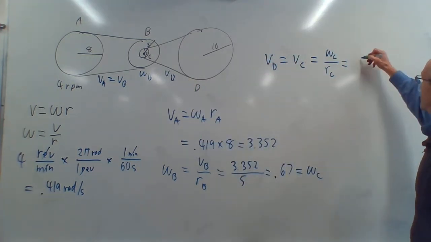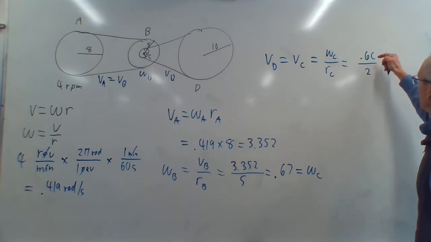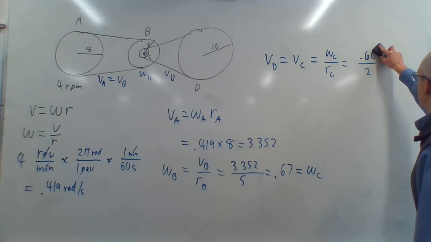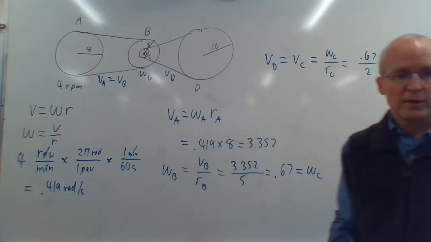Omega C, we said, is 0.67. The radius of C is 2. 0.67 times 2. Should be able to do that in my head, but I don't feel like it.